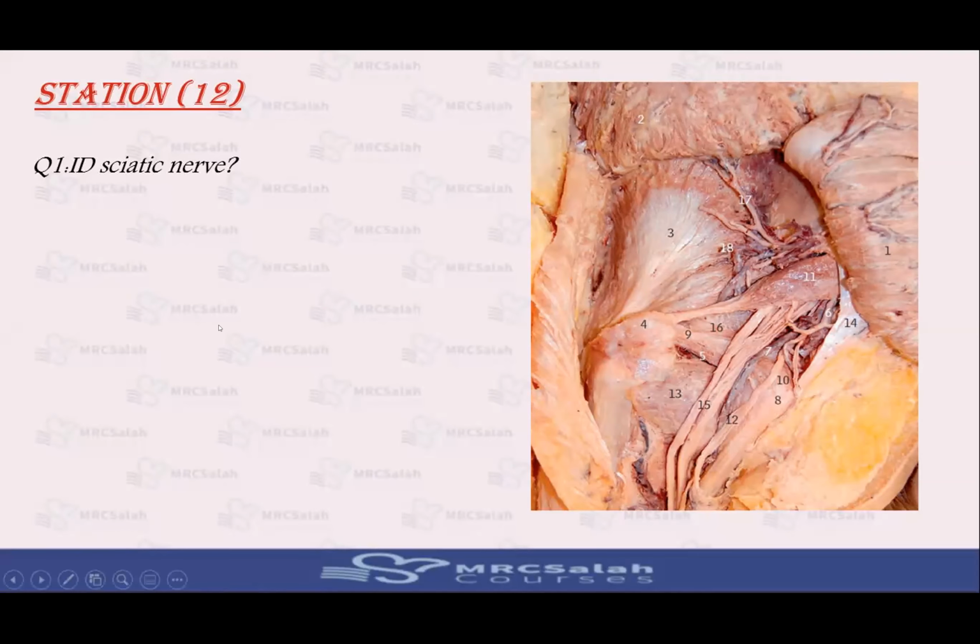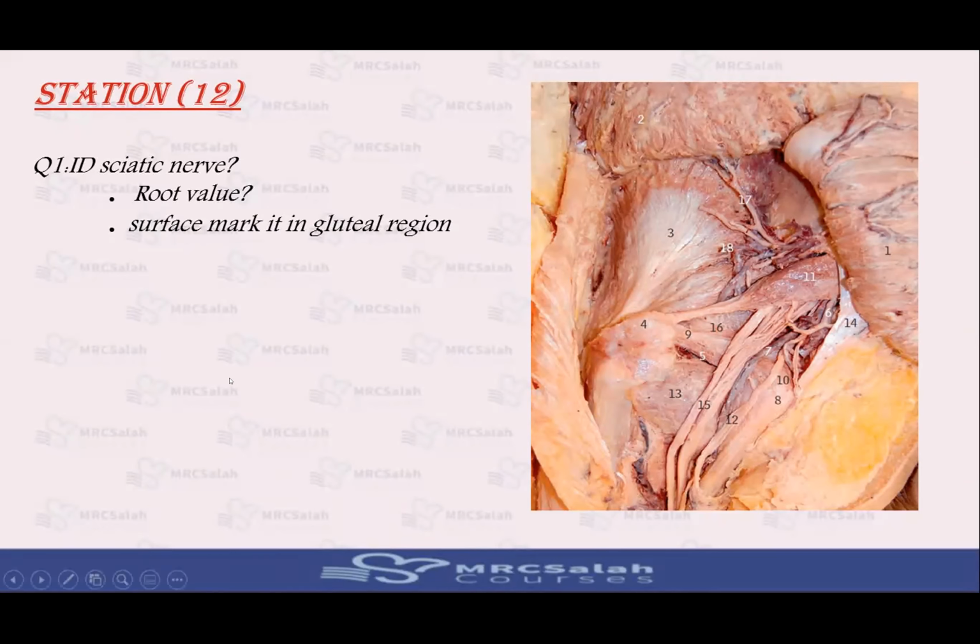Okay, can you tell me the root value? L4 to S3. Okay. Surface marking in the gluteal region. I think it's a curved line between three points: the posterior superior iliac spine to the ischial tuberosity, and then a line also towards the greater trochanter.